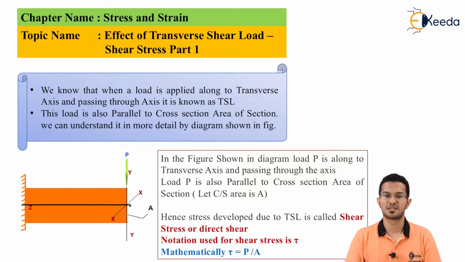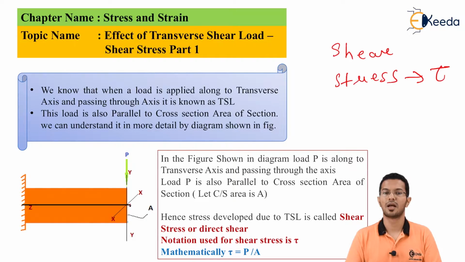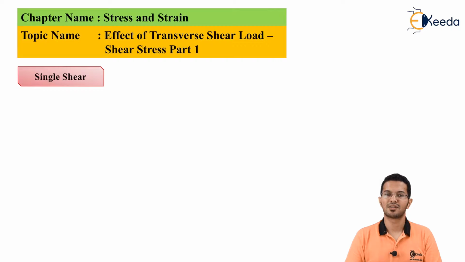Hence, the stress developed due to the TSL is called shear stress or direct shear. The notation used for shear stress is tau. Let's write it down. And mathematically, tau is equal to P upon A. According to the type of action, shear stresses are of two types: one is single shear and the other is double shear. Let's deal with it one by one.